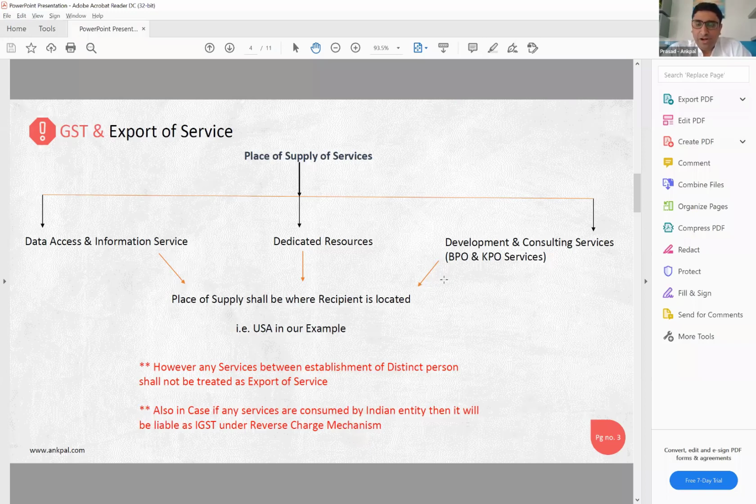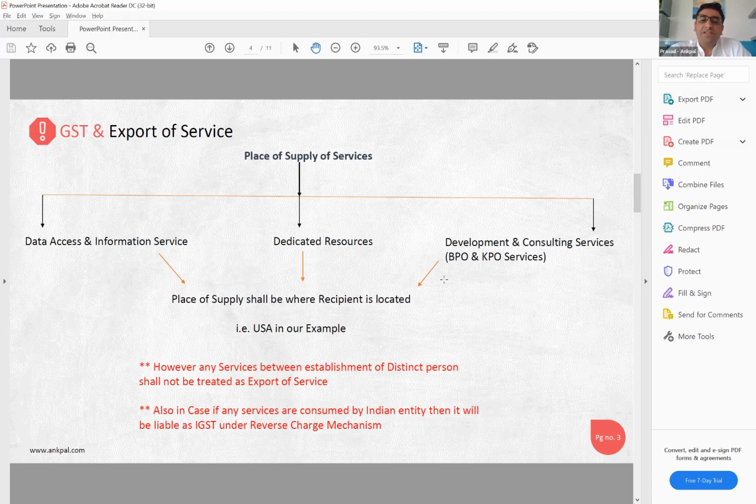The second point, which during my practice we come across in many cases, is where companies have not complied with these laws and ended up paying interest for non-payment of GST and other things. That is the reverse charge mechanism.